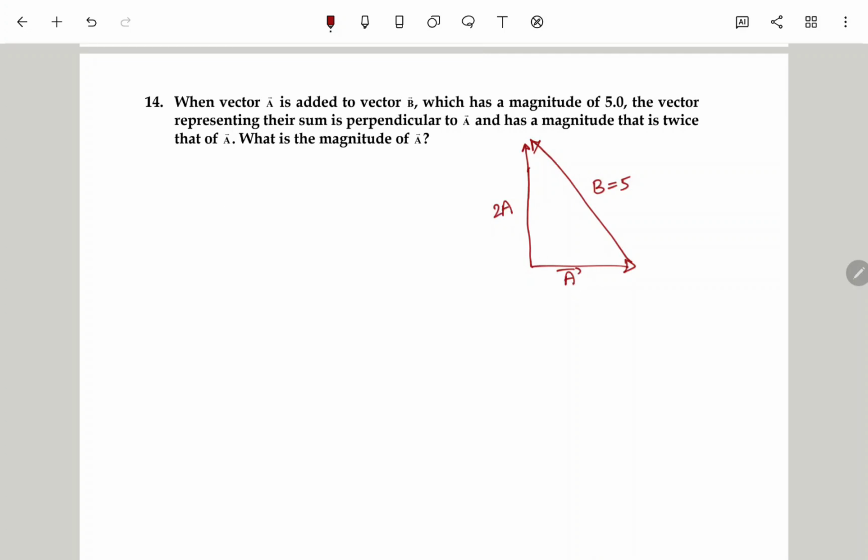Now A squared plus (2A) squared equals the hypotenuse here, B squared, which is 25. So A squared plus 4A squared equals 25, and 5A squared equals 25. In other words, A equals square root of 5, or 2.2. So this is the magnitude of vector A.